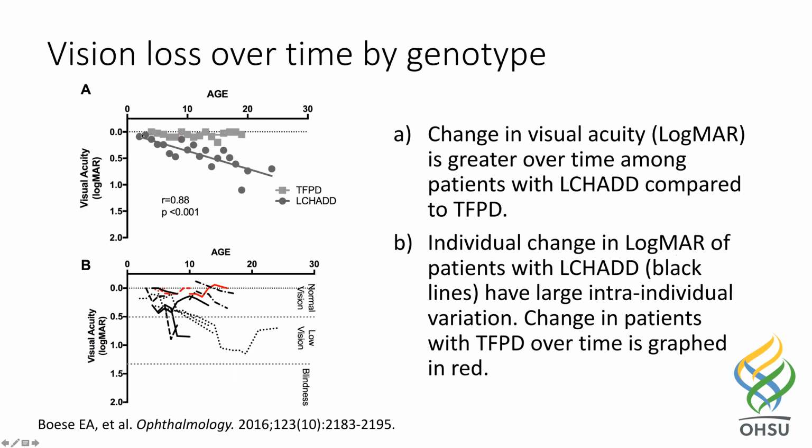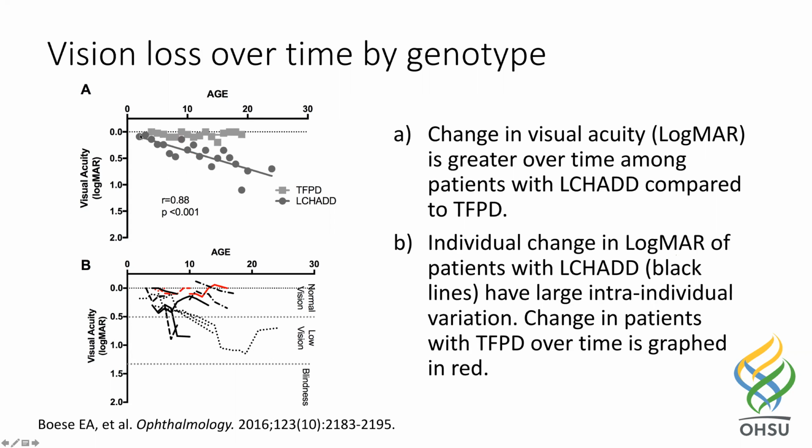In this cohort, there were 3 patients with TFP and 18 patients with LCHAD. And this is the logarithm of the minimum angle of resolution, the LogMAR. So this is when they're looking at that eye chart that you see at the optometrist's office. And you can see that a LogMAR of 1.4 to 2 is considered blindness. Low vision is 0.5 to 1.4 in this range. And then normal vision is up here closer to the top of the graph.